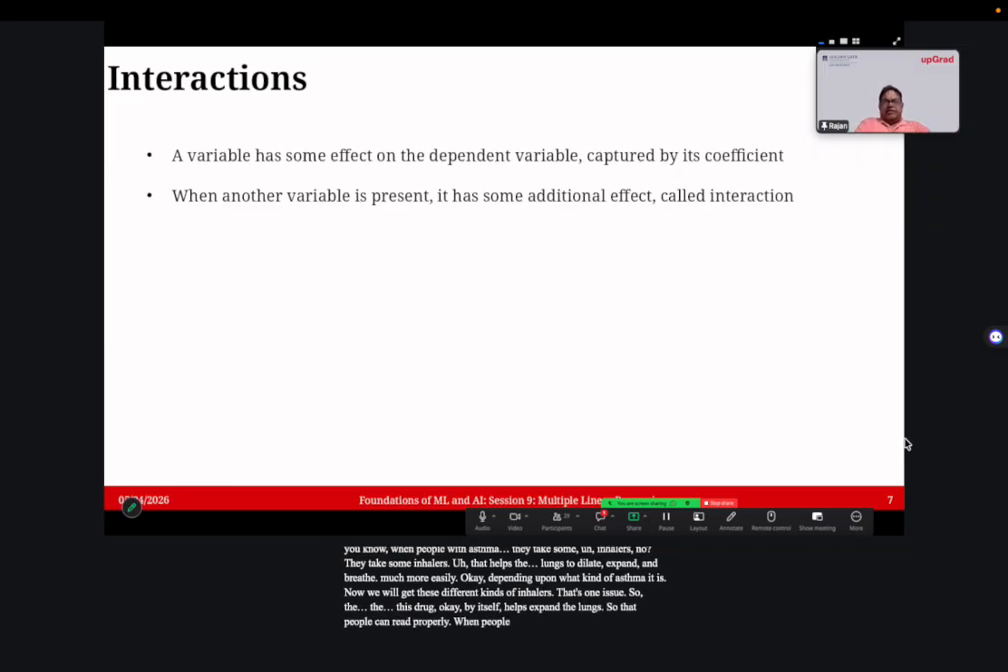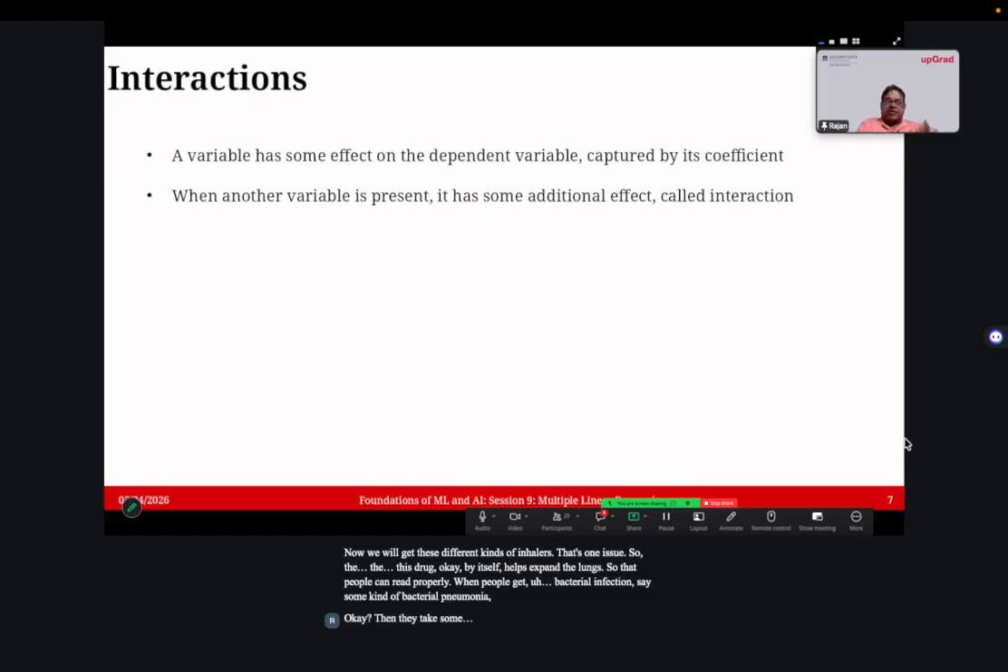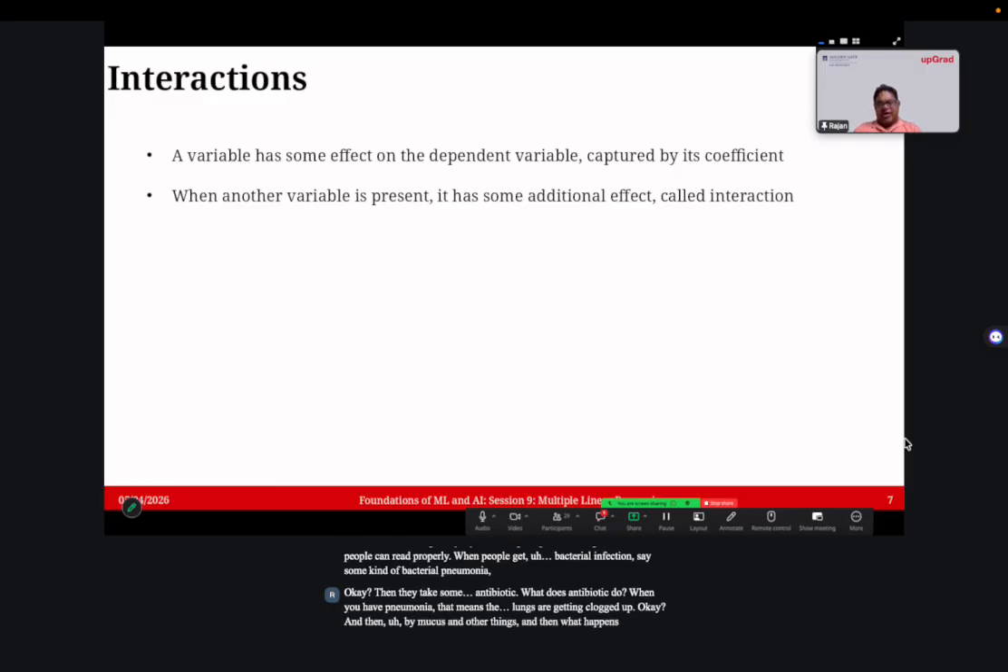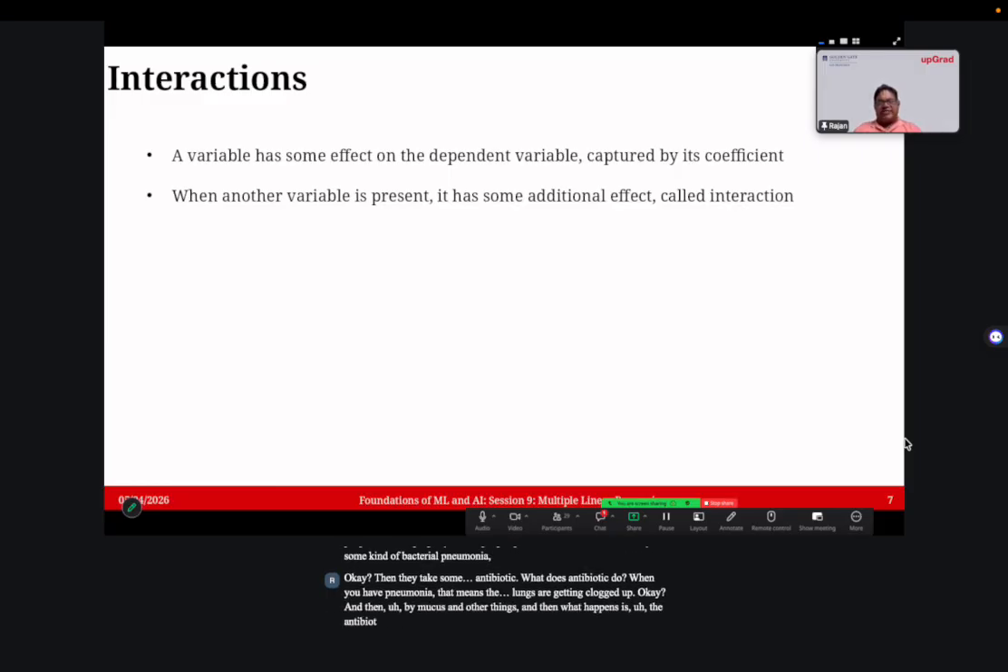When people get a bacterial infection, say some kind of bacterial pneumonia, then they take some antibiotic. What does the antibiotic do? When you have pneumonia, the lungs are getting clogged up by mucus and other things, and then the antibiotic goes and kills the bacteria, and the lungs become free. Now again, the person can start breathing properly.